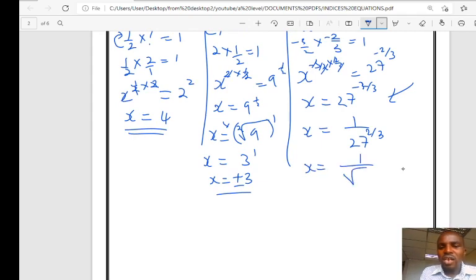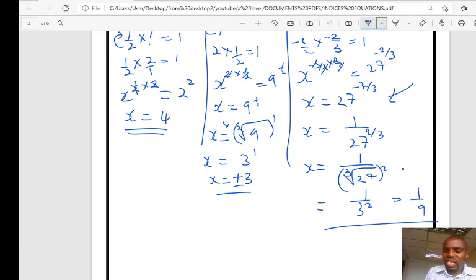1 over the cube root of 27 to the power 2. The cube root of 27 is 3, to the power 2, which is 1 over 9. So that's the first condition.